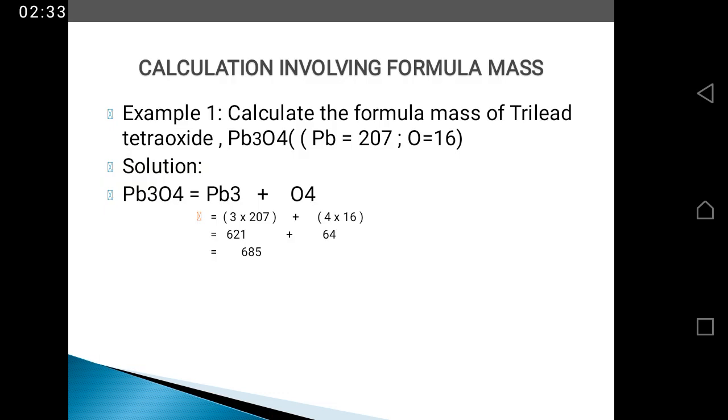Now, calculations involving formula mass. Example 1. Calculate the formula mass of trilead tetraoxide. And trilead tetraoxide is Pb3O4. Pb has a relative atomic mass of 207, and oxygen has a relative atomic mass of 16. How do you solve this problem?